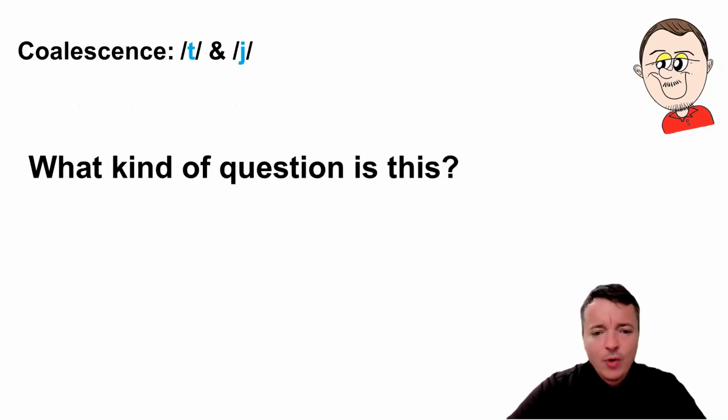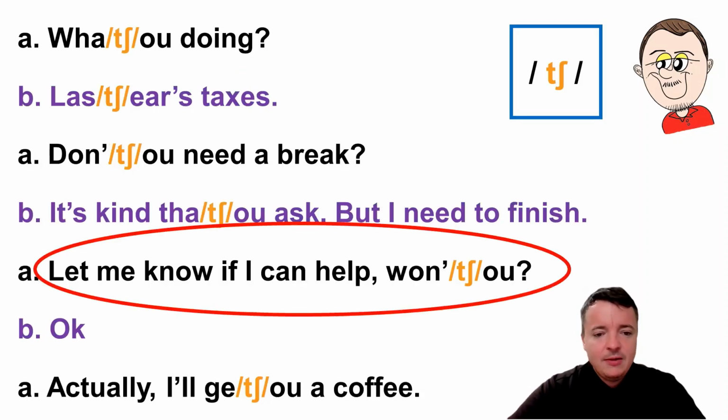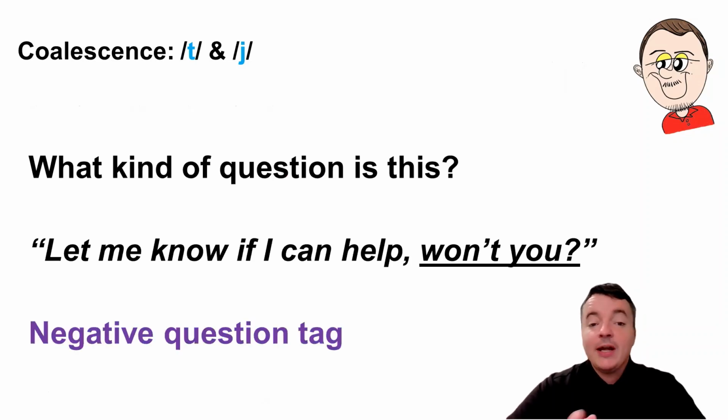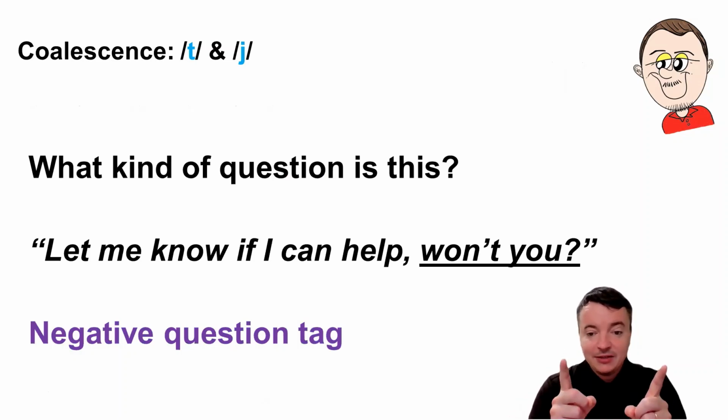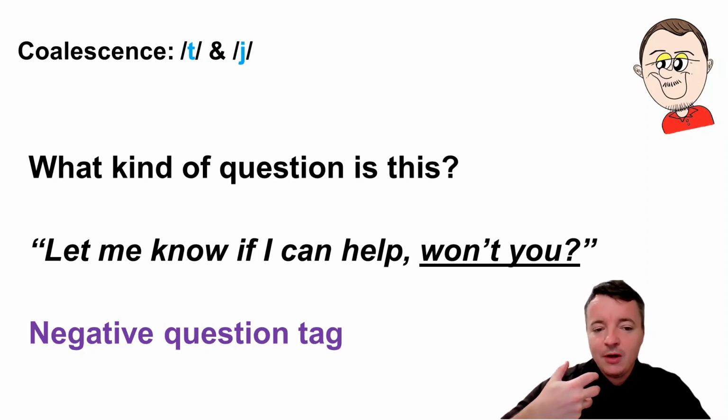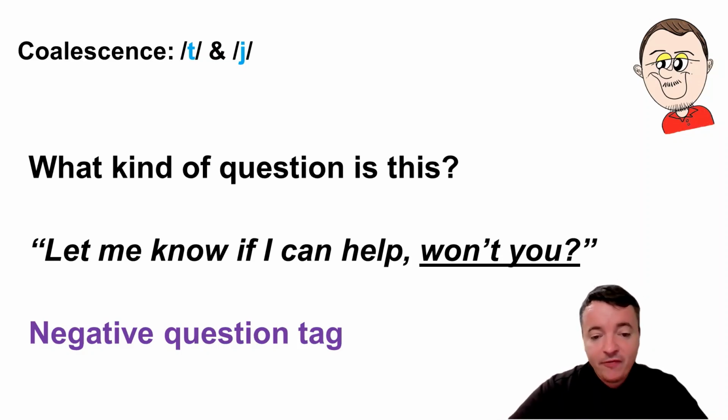And let's have a look. What kind of question is this? Let me know if I can help, won't you? What kind of question is that? Okay, it's negative. It's a negative question tag, when you have a sentence and then a tag on the end that makes a question. Let me know if I can help, won't you? So, negative question tags are perfect for practicing t-y coalescence.